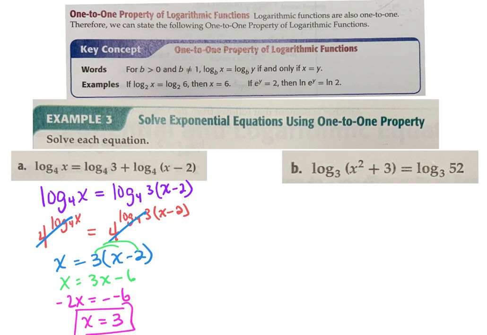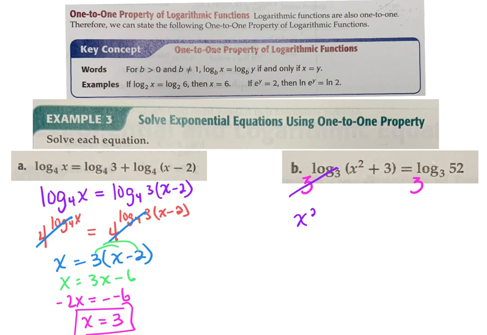Look at B. Example B here. I currently have one log on the left and one log on the right. I already have it where I need it. I don't have to condense here. So I can go ahead and just write it like this. So this is 3, that's my base, and that's my exponent. Or you can rewrite it if you want to. My new base on both sides is 3. On both sides it cancels.